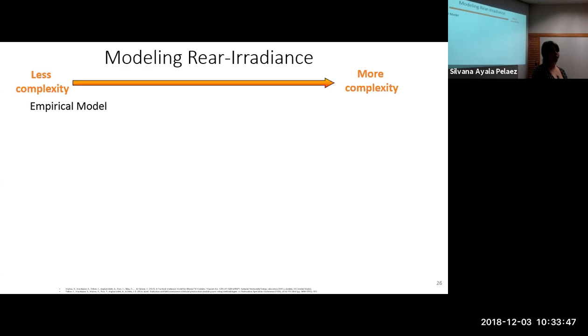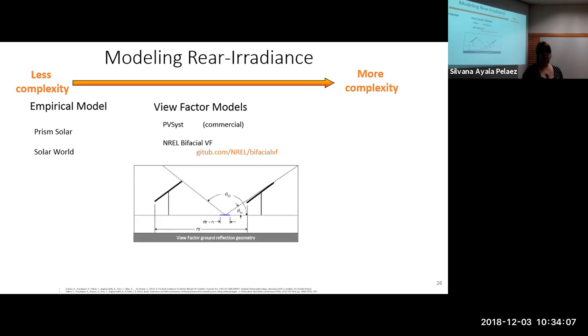On the simpler side of things, we have empirical models, in which someone had an array, measured the performance of panels and came up with a formula with some coefficients that you can use to predict how your system will perform. Prism Solar and SolarWare have come up with some equations of this, some fit to data that they have taken. Then we have view factor models. View factor models are geometrical models. PVSyst uses this, and NREL has a bifacial view factor model, in which you basically calculate how much of the sky you see from every part of the ground, and then how much of the ground you see from every part of the module. So it's geometry.